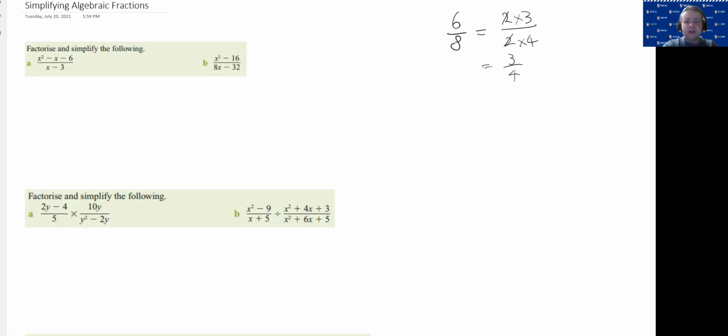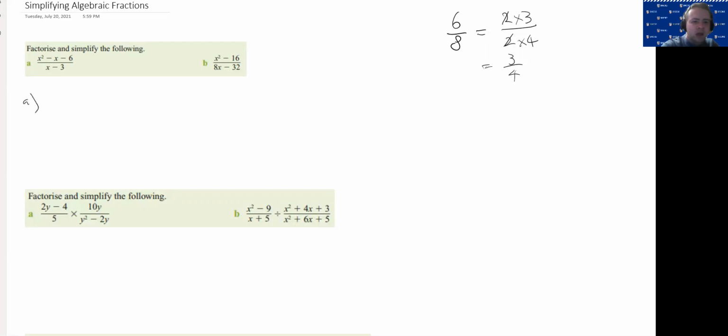In an algebraic fraction, we're essentially doing the same thing. We're trying to identify a common factor top and bottom. However, that factor might be algebraic. It might be a monomial, it might be a binomial, say, x plus 2 or something like that. But it's the same mathematical process of rewriting a number as the product of all of its factors, and then cancelling out the common factors between the top and the bottom. So let's do an example here.